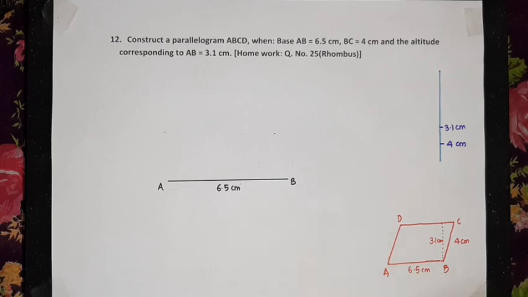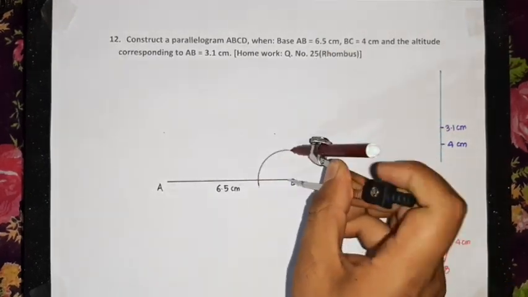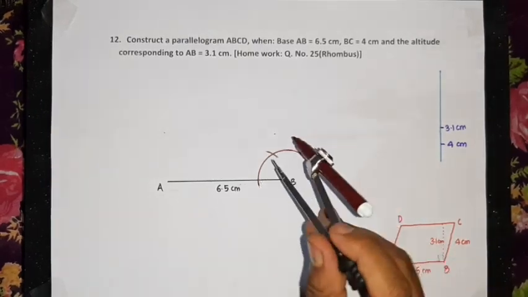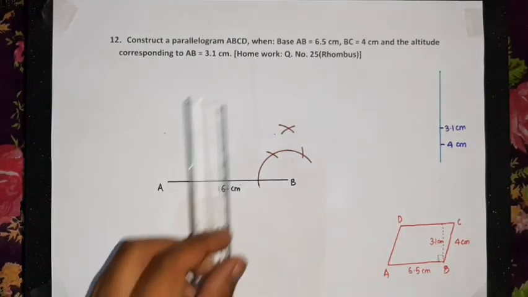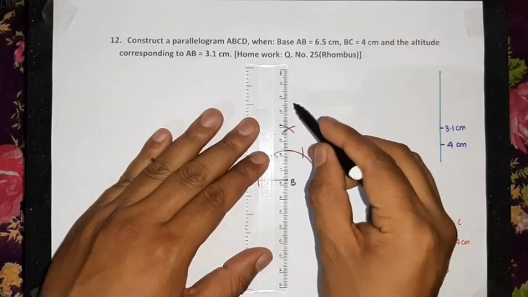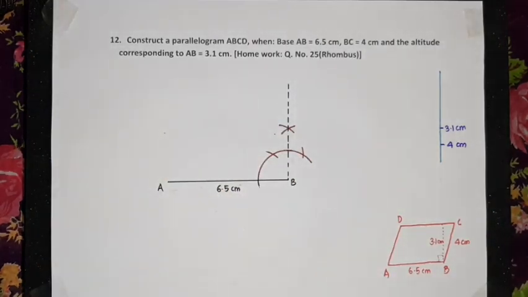Now we know that this angle is going to be 90 degrees, because we measure the altitude by making it 90 degrees. So let me construct a 90 degree angle at point B. Let us quickly draw it. This is my 90 degree and this dotted line represents my height.